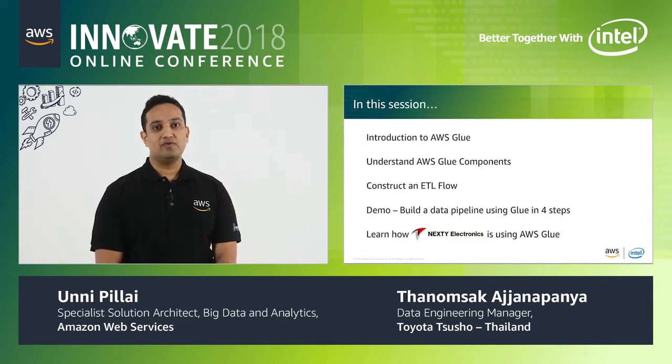In this session, I will give you a quick introduction to AWS Glue and share why we created the service. We will take a look at the different components of AWS Glue and understand some of the key features that Glue provides. We will dive into how you construct an ETL workflow in Glue, all the way from taking raw unfiltered data to building a data pipeline in 4 easy steps. I'm going to dive into the AWS console and actually build this out for you and show you how it is done. In the latter part of this talk, I will have Mr. Thanomsak from NEXTY Electronics Thailand office, which is part of the Toyota Tsusho Group, join us today and share his story with us as well.